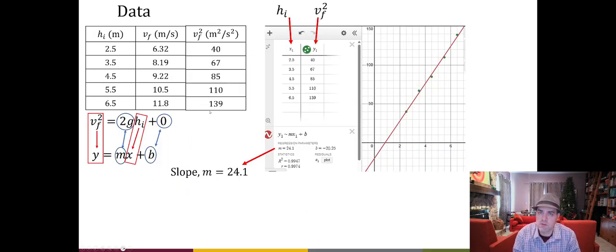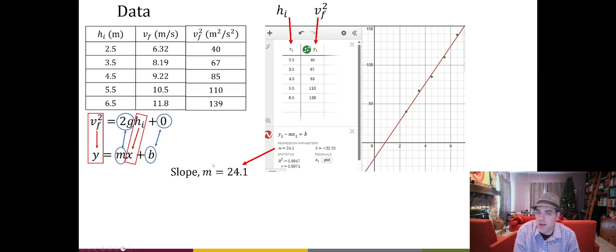Now, when we go to Desmos to plot this, this is what it's going to look like. So again, in the x-axis, that's our h initial data. So this is the h initial, the 2.5, 3.5, and so on. And then the y-axis, that is the final velocity squared data. Again, the 40, 67, and so on. Again, not final velocity. And from here, this number here, m, is going to give us our experimental value for the slope.